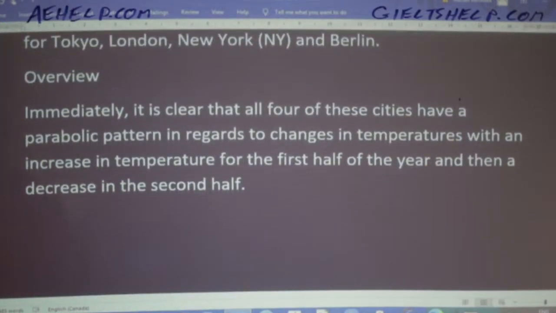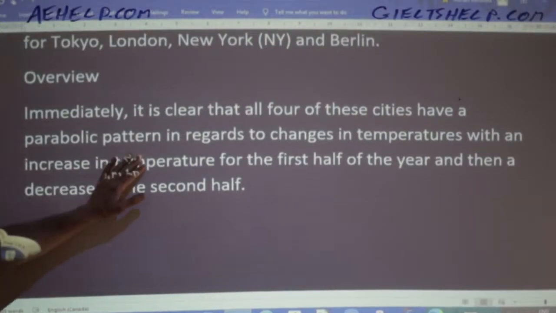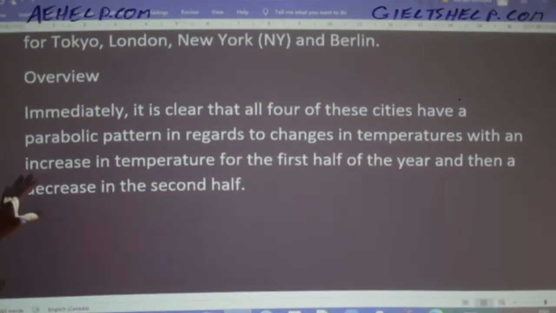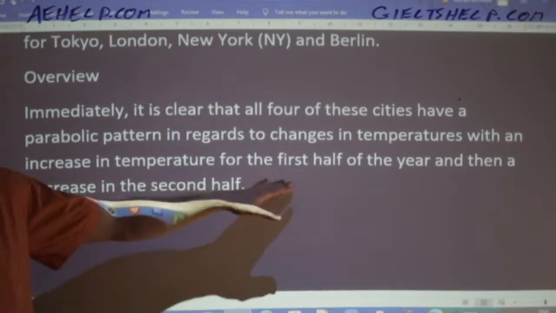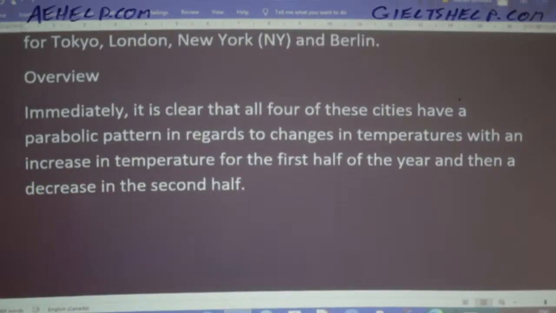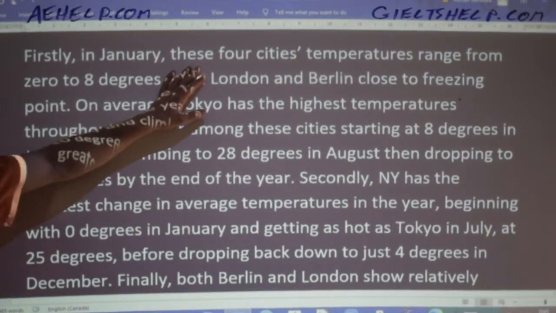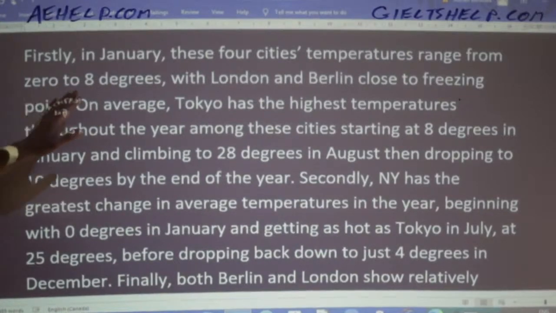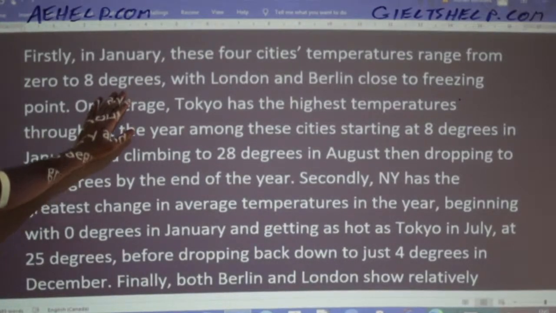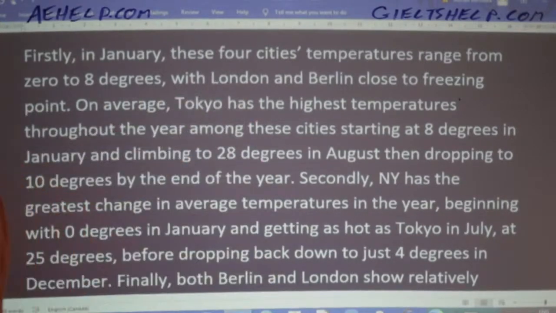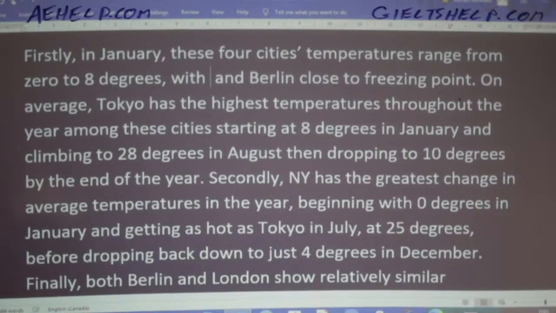Okay, so immediately it is clear that all four of these cities have a parabolic pattern in regards to changes in temperature, with an increase in temperature for the first half of the year and then a decrease in the second half. Firstly, in January, these four cities' temperatures range from 0 to 8 degrees, with London and Berlin close to freezing. Okay, that's obviously not correct there with London and Berlin. As I mentioned before, be very careful of information mistakes. So New York and Berlin close to freezing point.